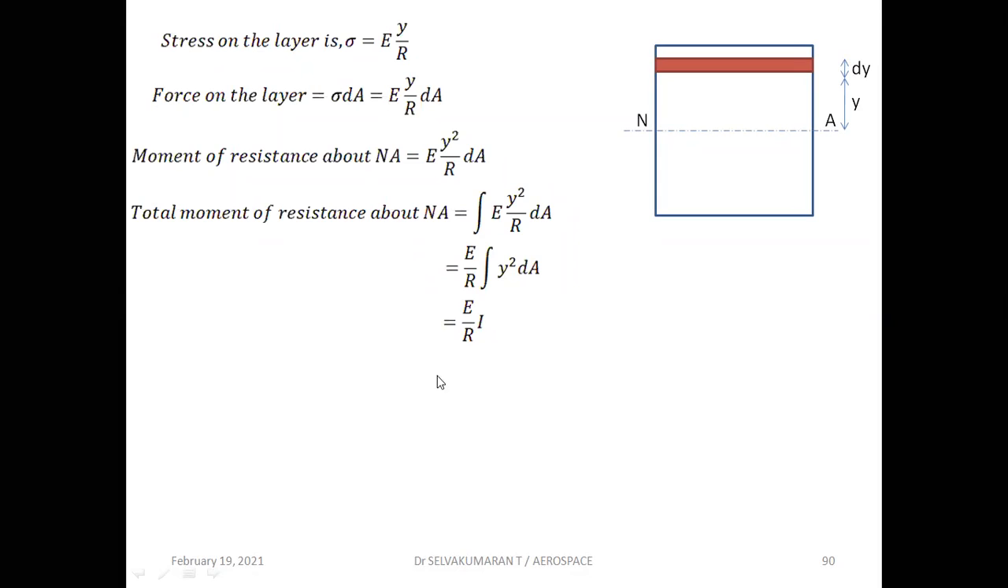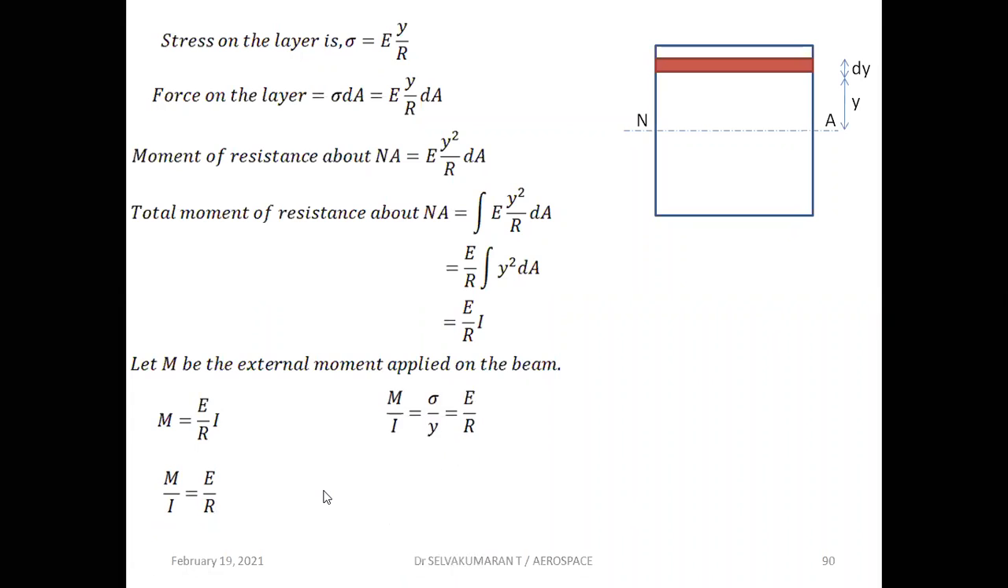This moment of resistance must be equal to the moment produced due to the externally applied loadings. Let that moment be M. Let M be the external moment applied on the beam, or the moment due to the externally applied loads. Very, very important: both should be equal for equilibrium. So M is equal to E by R into I. So M by I is equal to E by R.